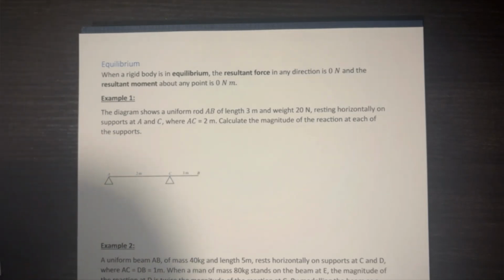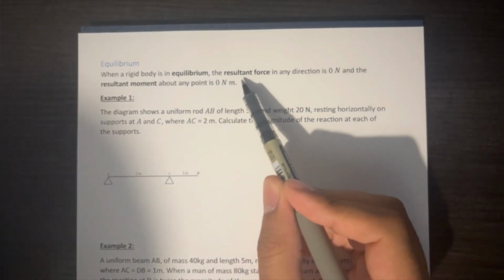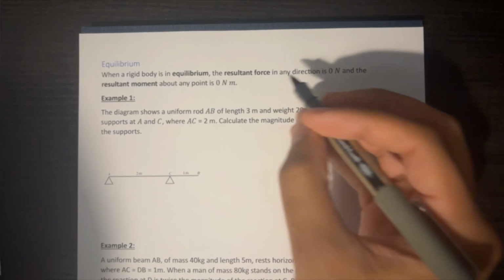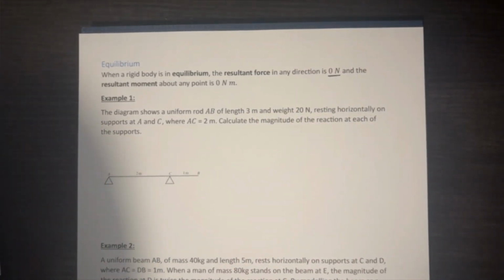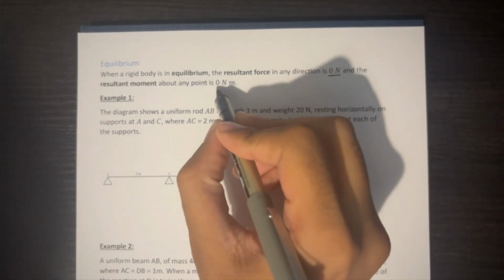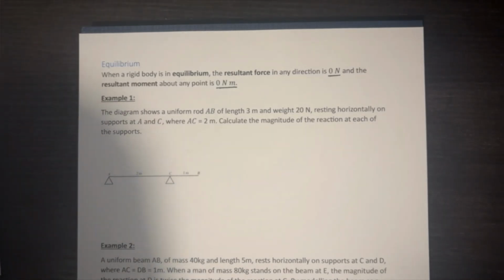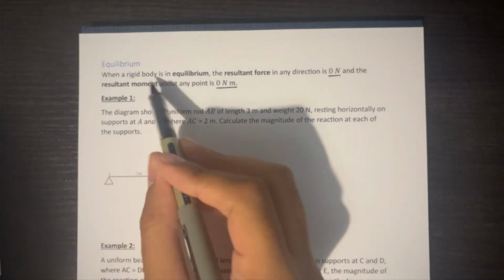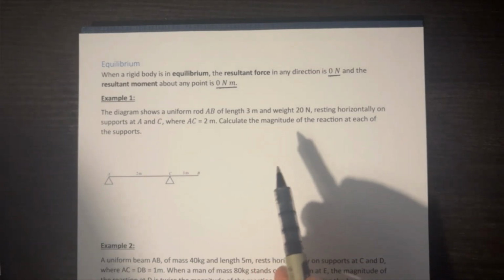So, when a rigid body is in equilibrium, the resultant force in any direction is zero, so 0 newtons, and the resultant moment about any point is 0 newton meters. So what we're essentially saying is there's no resultant force acting on that rigid body, and also the moment, we looked at resultant moments in the previous video, the resultant moment about any point is also 0. So a couple of examples to have a look at there.